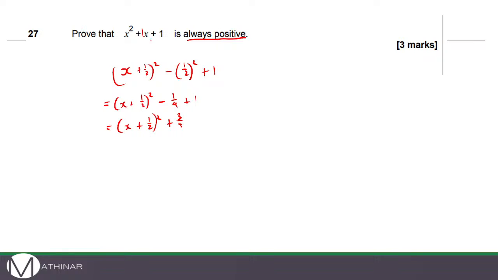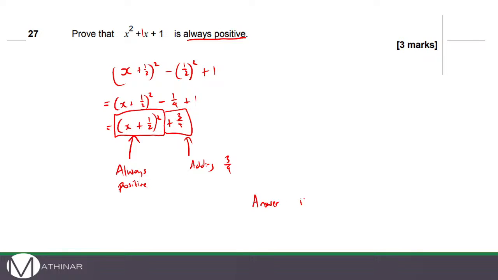Now, this has been written as this. So x can take any value. If we add a half to it, it'll make it bigger. When we square it, it's always going to be positive. So this bracket, when you square it, is always positive. Okay, so that bit there is always positive. And what we're doing here is we are adding 3/4 to an already positive value. Therefore, the answer is always positive.